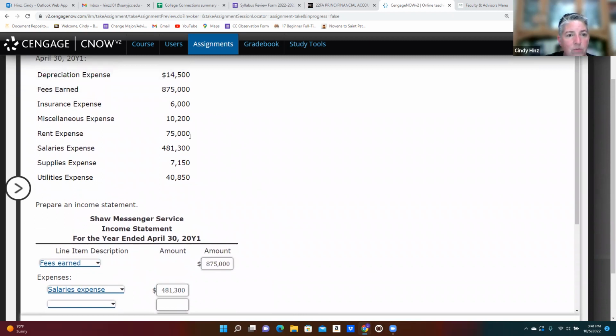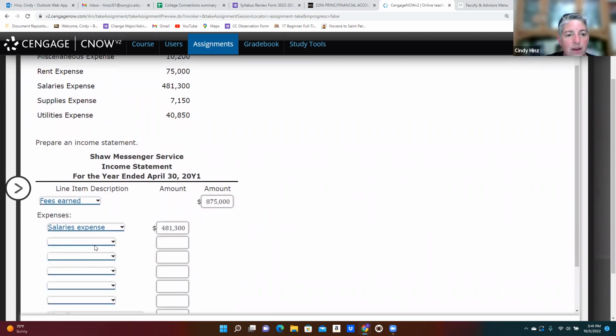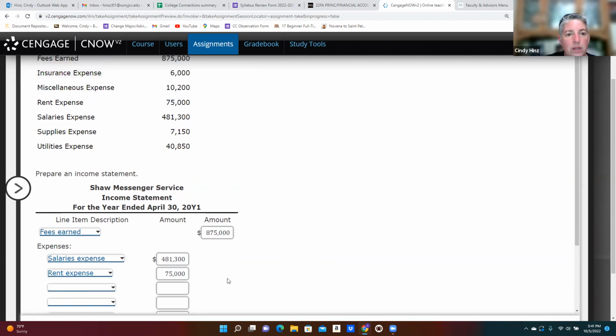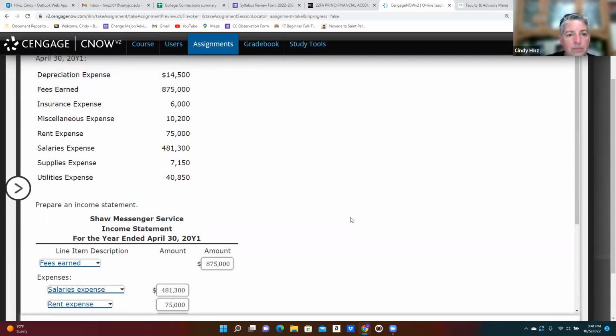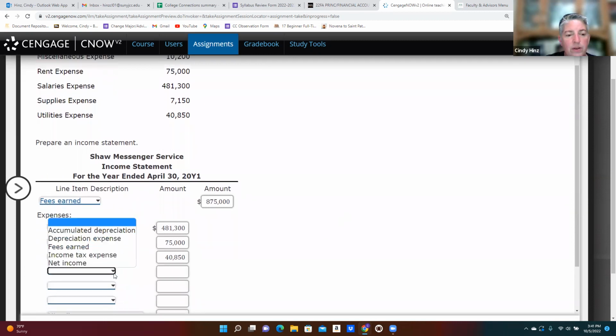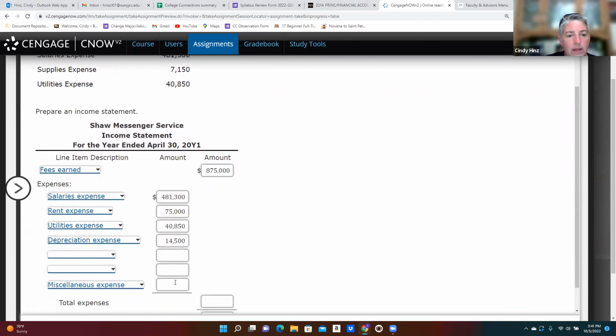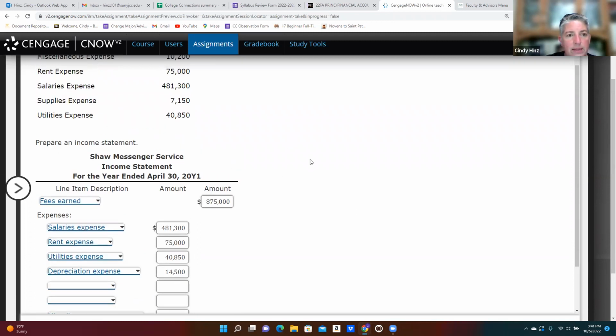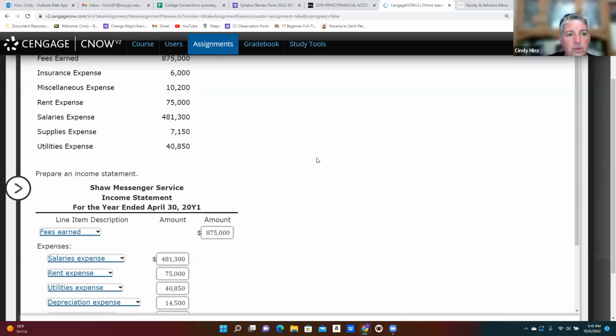What's next? Looks like rent expense at 75,000. Followed by utilities at 40,850. And then depreciation, 14,500. Already got the miscellaneous of 10.2. So what do we have left? Supplies and insurance. So supplies is bigger.